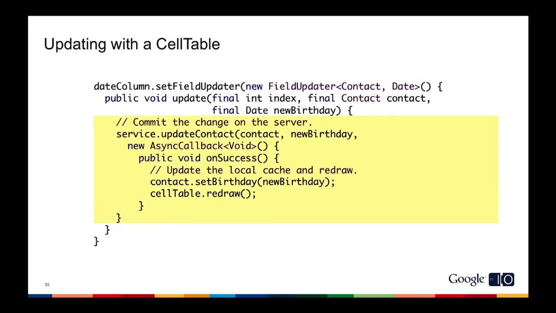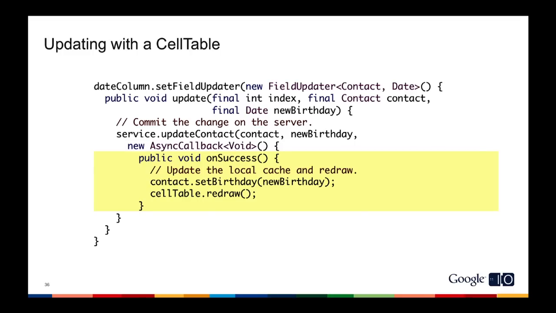And the parameters that are passed to update, there's the index and general stuff. The contact here is an unmodified row value. The date, the new birthday, is the new column value. So if it's a text field, the new birthday would be the new text. What we do is we call our RPC service. We send it the row value and the new data. And then on success, we know that it's been a successful change. We call contact.setBirthday, we update our local cache, however you store that, and redraw the table.